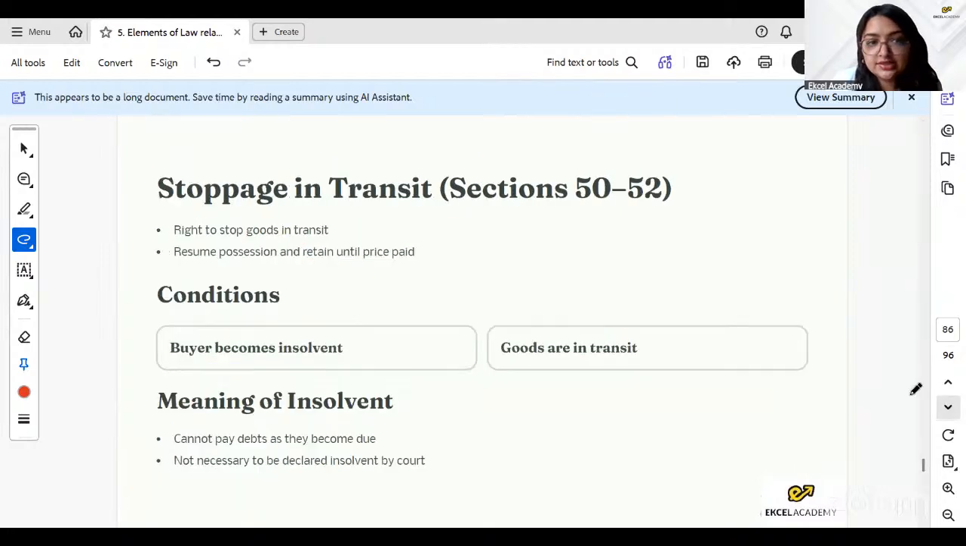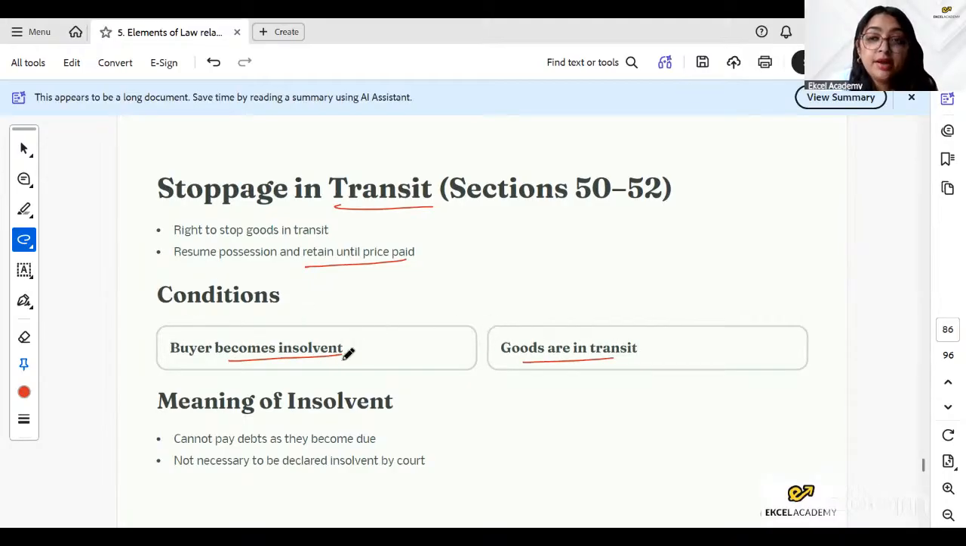So this is the first one. The second one is stoppage in transit. That is resume possession. That is, you have already sent it out, but you have resumed your possession. That is, you have got back the possession and you have said that you will retain it until the price is actually paid. Then your condition is that the buyer becomes insolvent and the goods are in transit.